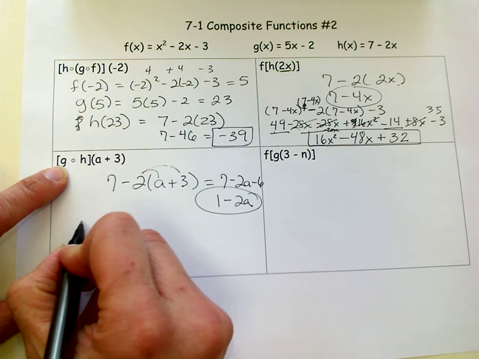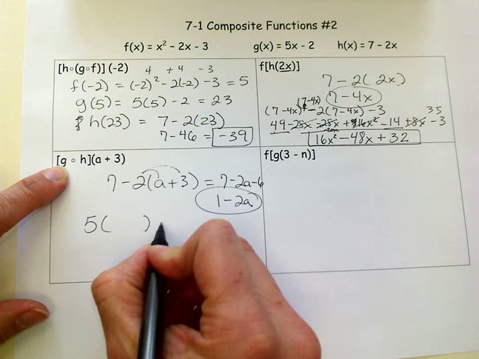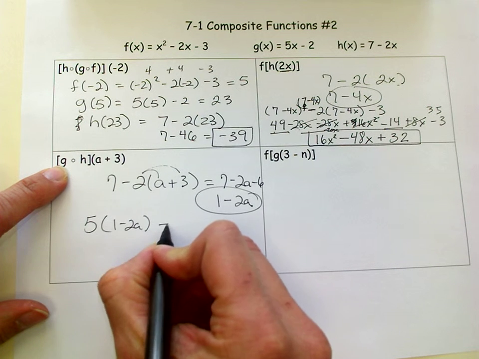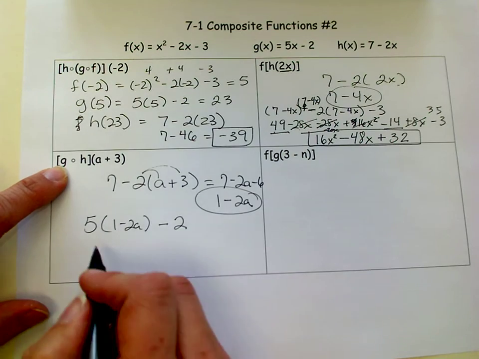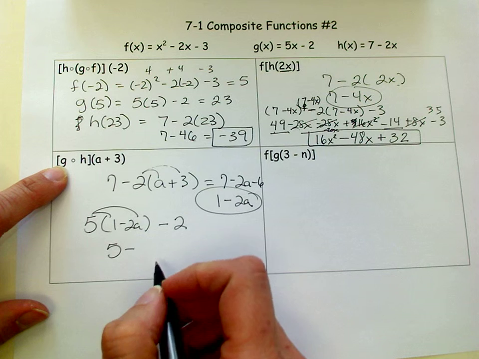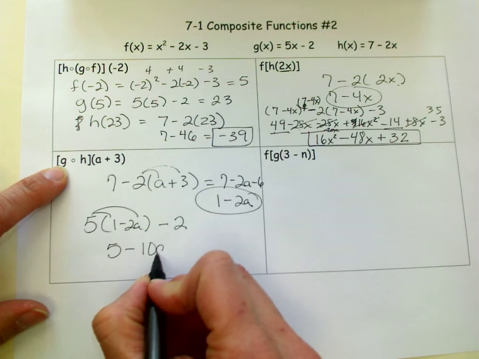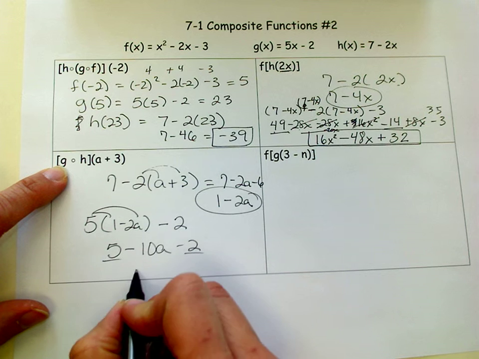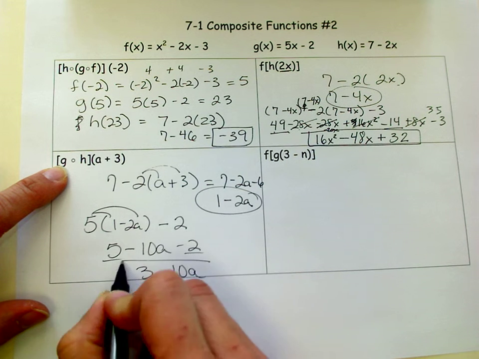So then I take that and I plug it in for the x in my g function, my g of x. So now I'm going to say 5 times 1 minus 2a minus 2. And again, I want to distribute. So 5 times 1 is 5. 5 times a negative 2a is a negative 10a. Minus 2, I combine the like terms, I get a 3 minus 10a.